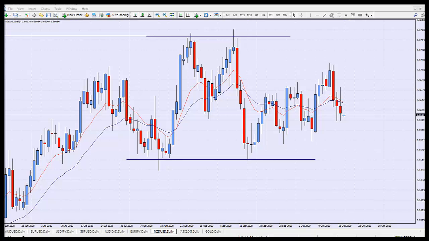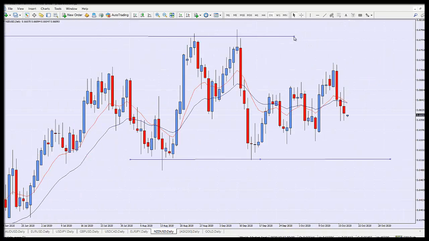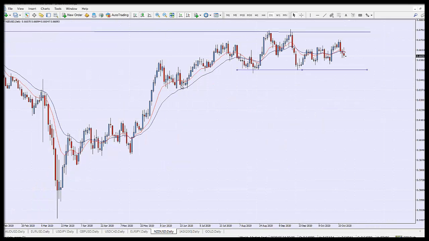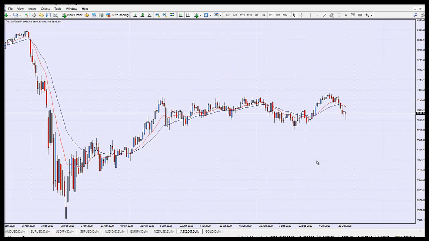I'm just going to monitor it, and if anything, I'll just extend these lines out to help me along. All right, there we go. So there you have it. That's my Kiwi US dollar. All right, let's have a look at the Aussie 200.